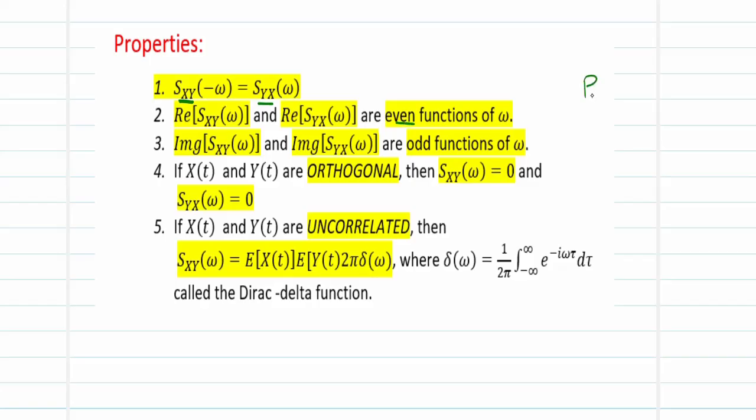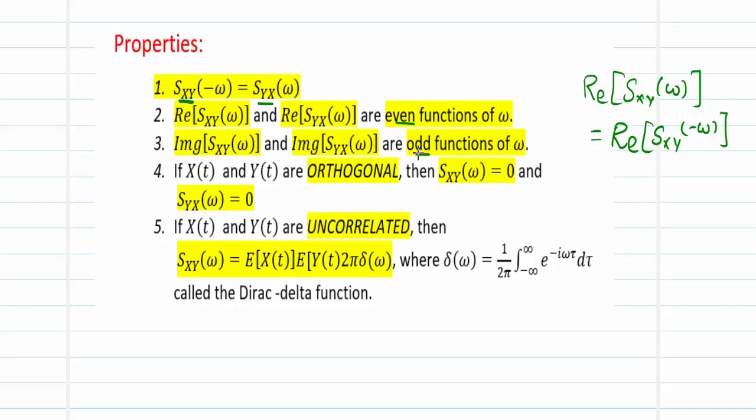So now you can say that the real part of Sxy of omega is going to be an even function. So what does even function mean? The real part of Sxy of omega, if I replace omega with minus omega, still remains the same. Similarly, if XY is replaced with YX, it is also again going to be the same.